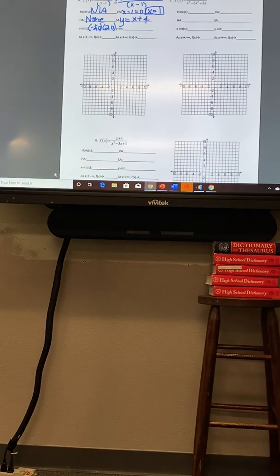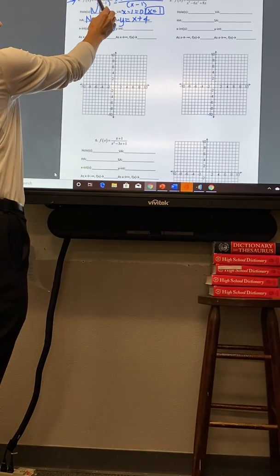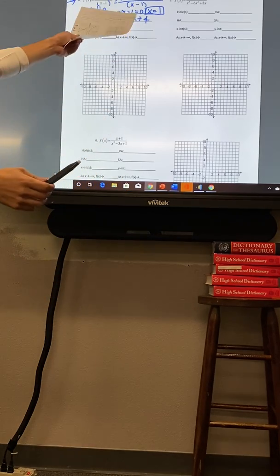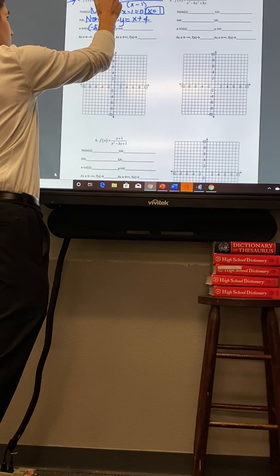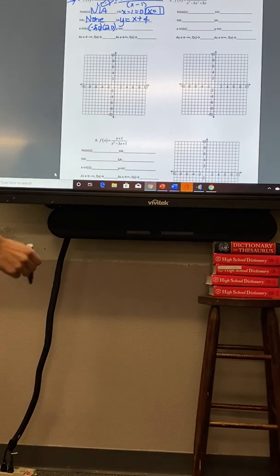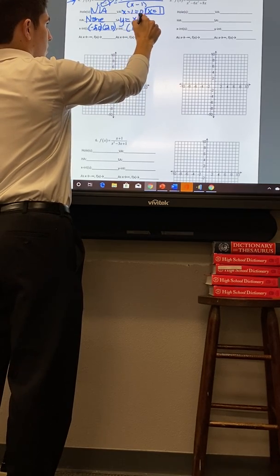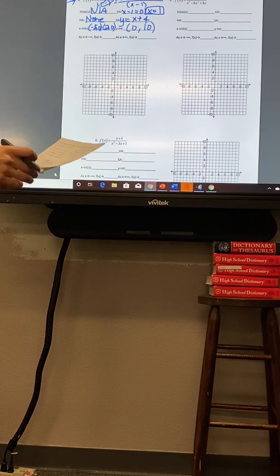Okay, so now we want our y-intercepts, and this is one where it's easier to go back to the original equation, right? Because if I plug in 0, everywhere I see an x, it's just going to be 0 because it's getting multiplied by something. So I just really need to look right here, and I get negative 10 over negative 1, which is 10. So I get my y-intercept at 0, 10.